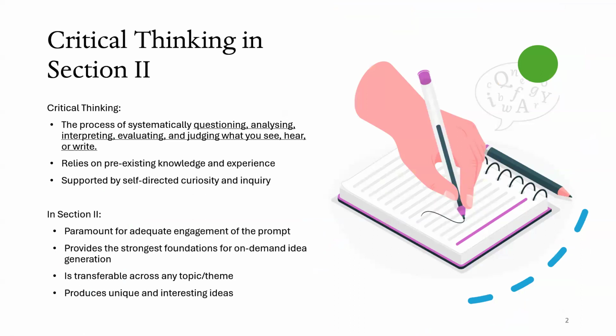So, critical thinking is an activity or a process whereby you're systematically questioning, analyzing, interpreting, evaluating, and judging the piece of information or the prompt stimuli in front of you. So that means you're not taking the prompts as it is. You're trying to approach it from multiple angles, interrogating it, thinking about what are some aspects that you can dissect from the prompt. Question the prompt. Don't take it as something that's necessarily true.